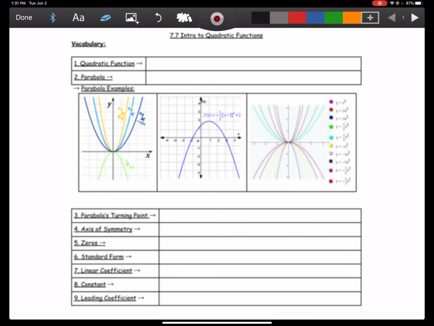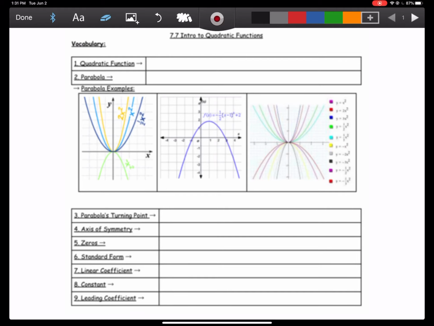I would start on your next available page, and I would just keep going until you finish. So 7.7, which is really 8.1, and it's Intro to Quadratic Functions. The very first thing that we're going to talk about is what is a quadratic function.